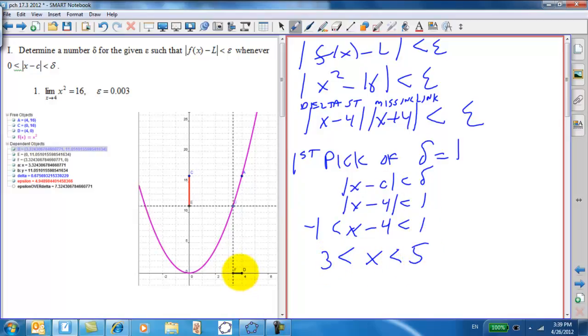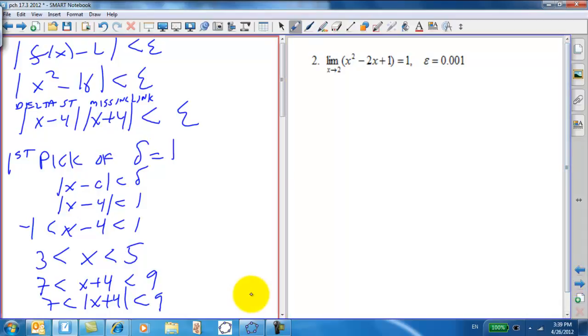Does that make sense? Basically, we're approaching 4, and to get within 1 of 4, we're going to be somewhere between 3 and 5. If we pick delta equal to 1, that's our error in x, and we're saying we're getting within 1 of 4. Now, the whole point of this was to figure out how big the missing link is. So I'm going to add 4 to all three parts: 7 is less than x plus 4 is less than 9. I'm going to tack an absolute value on there. So the absolute value of x plus 4 is less than 9. I can do that because both endpoints are positive, so I know x plus 4 must be positive, so the absolute value is not going to change anything. But it's getting us toward our statement over here.